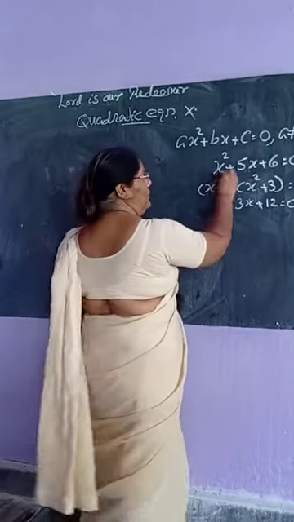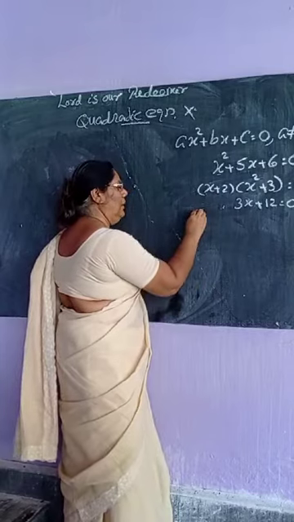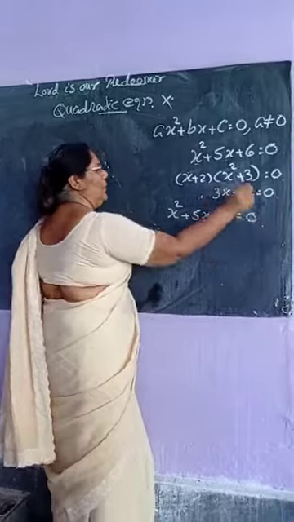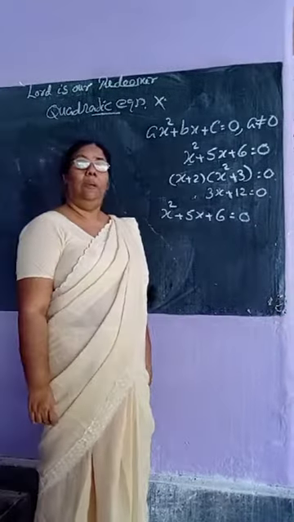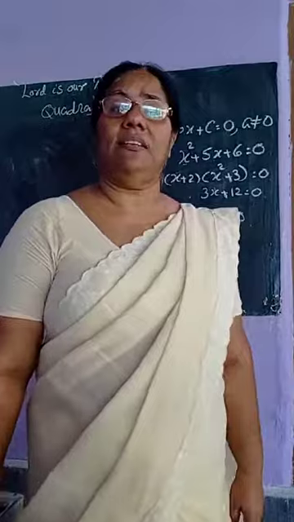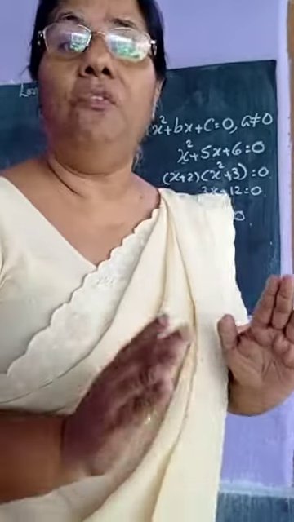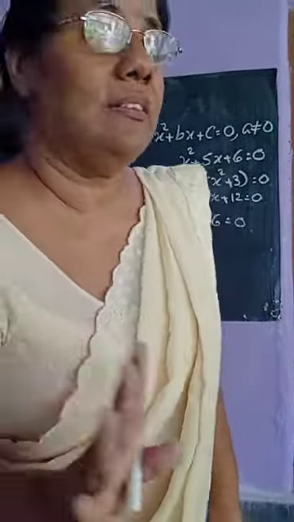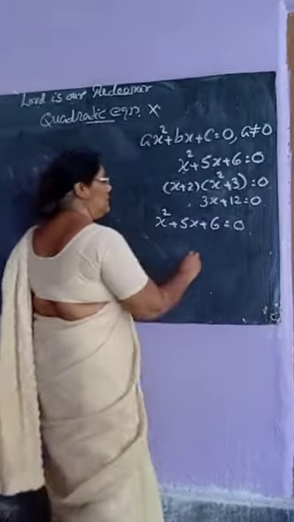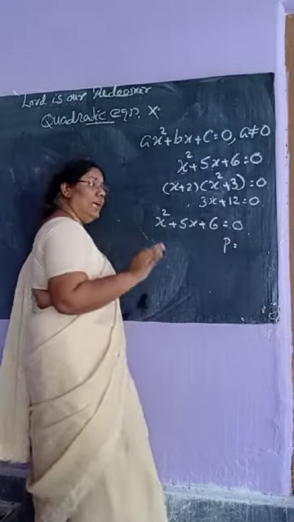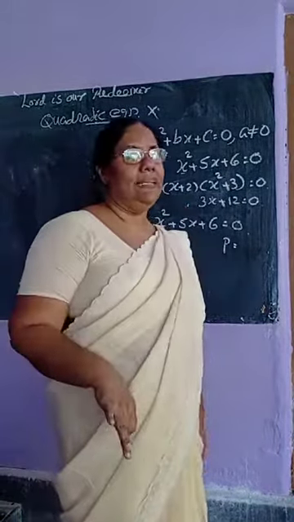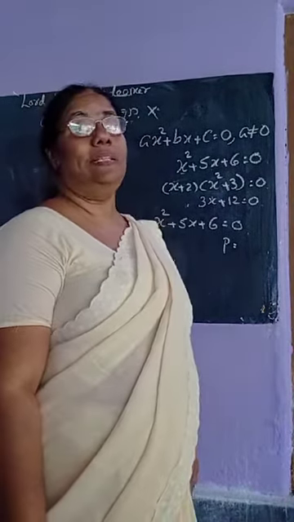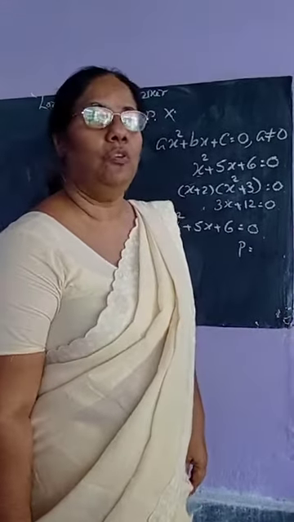Now, look here. We can take the first equation, x square plus 5x plus 6 equal to 0. By prime factorization method, we can find the roots. What's the first step? By prime factorization method. That factorization chapter we already learned in standard 9, that means how to factorize a trinomial. Revise that portion. Trinomial, how to factorize.